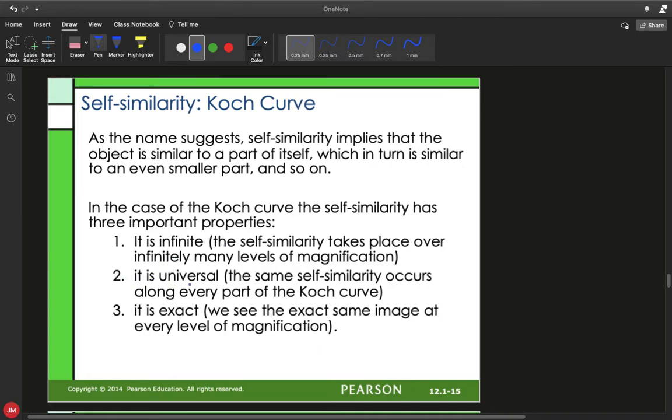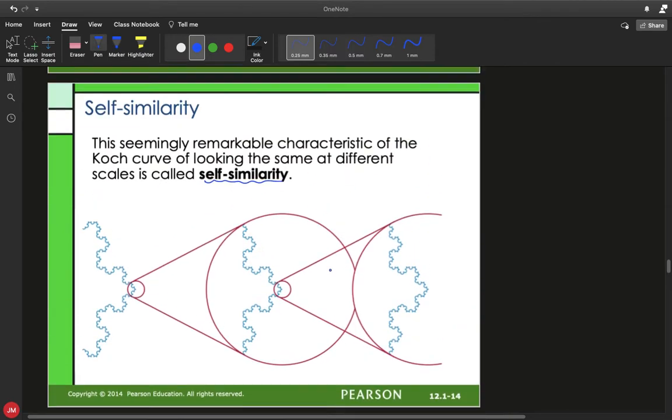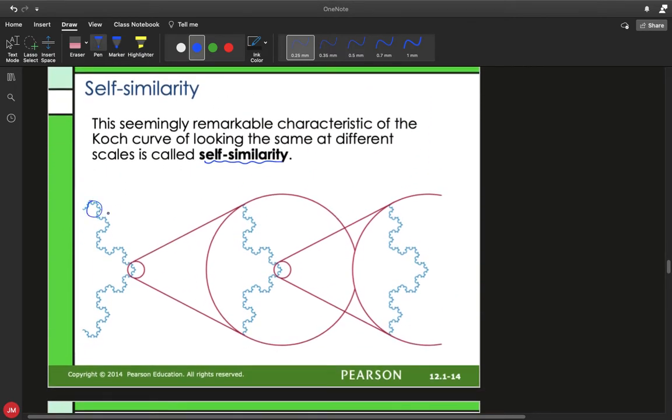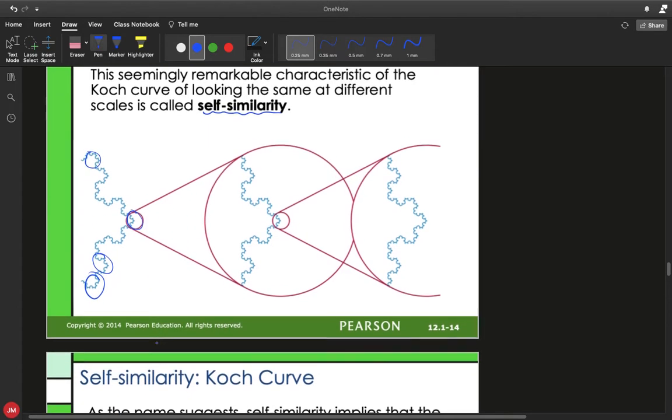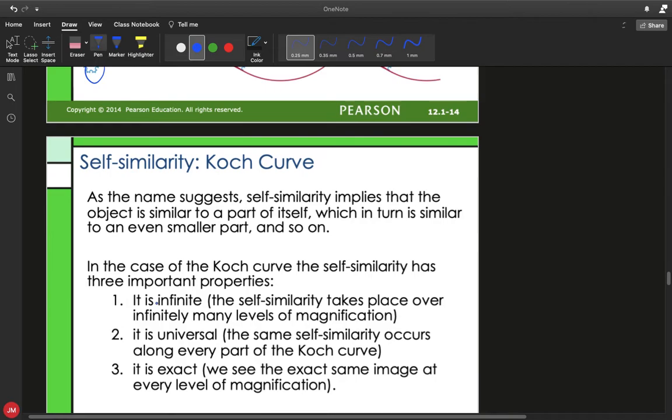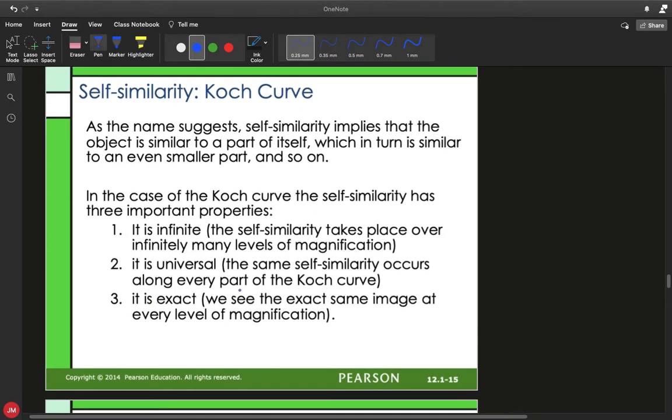Number two, it's universal. So the same self-similarity occurs in every part of the Koch curve. So no matter where you look at on the curve, it's going to look the exact same, whether it's at the very top of it, maybe up here, or whether you pick this part like they did in the slides, or this part down here, or even this part right here. No matter where you pick, it's going to continue to look the same as what you would see on the entire curve. The third is going to be that it's exact.